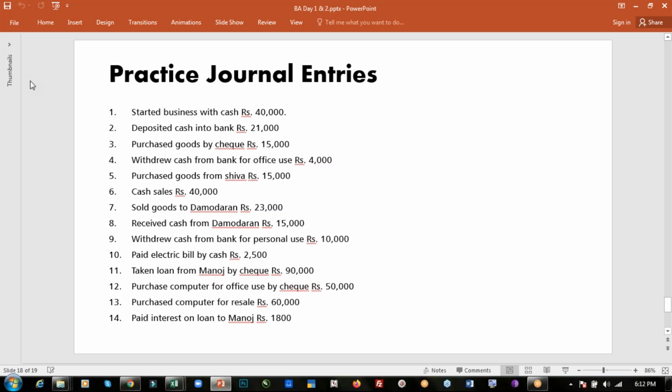Sainath, why are you saying purchase to cash? There is no purchase mentioned here.